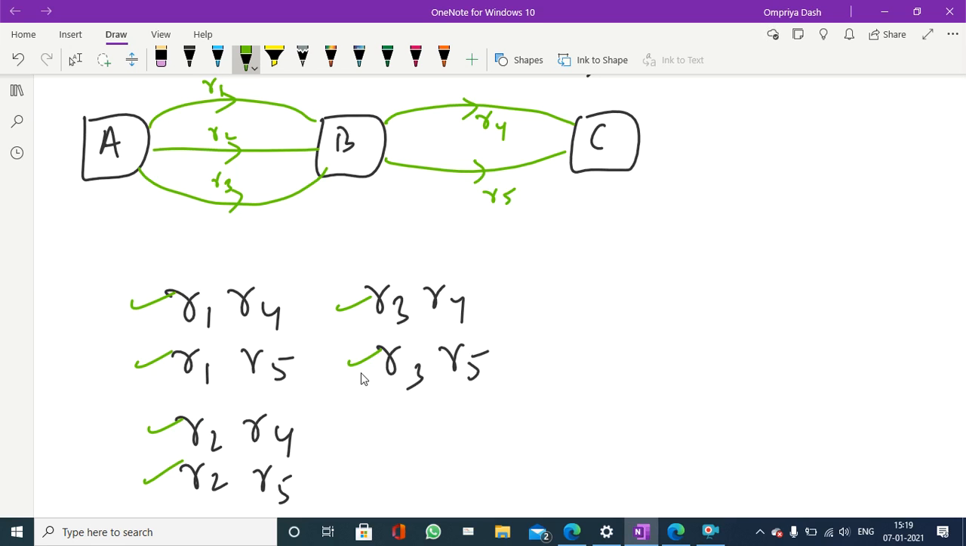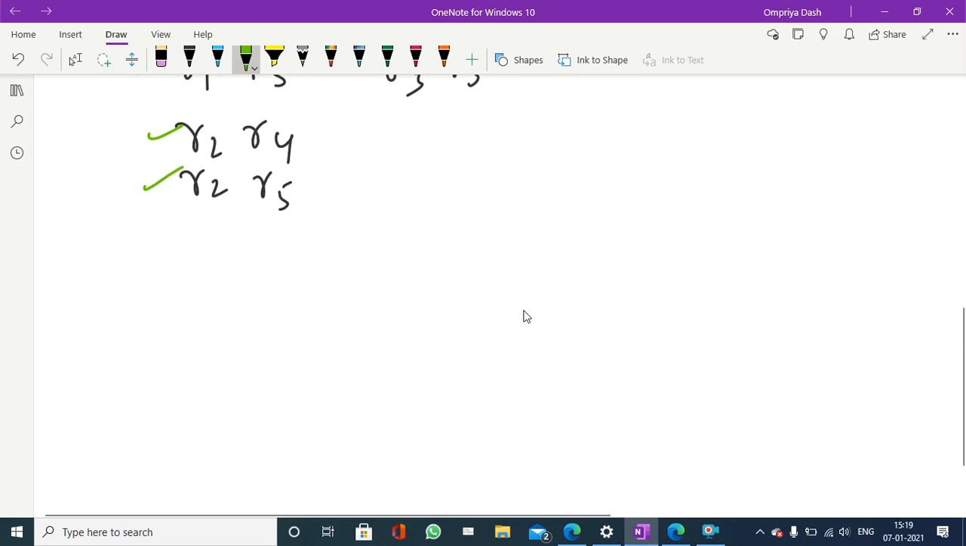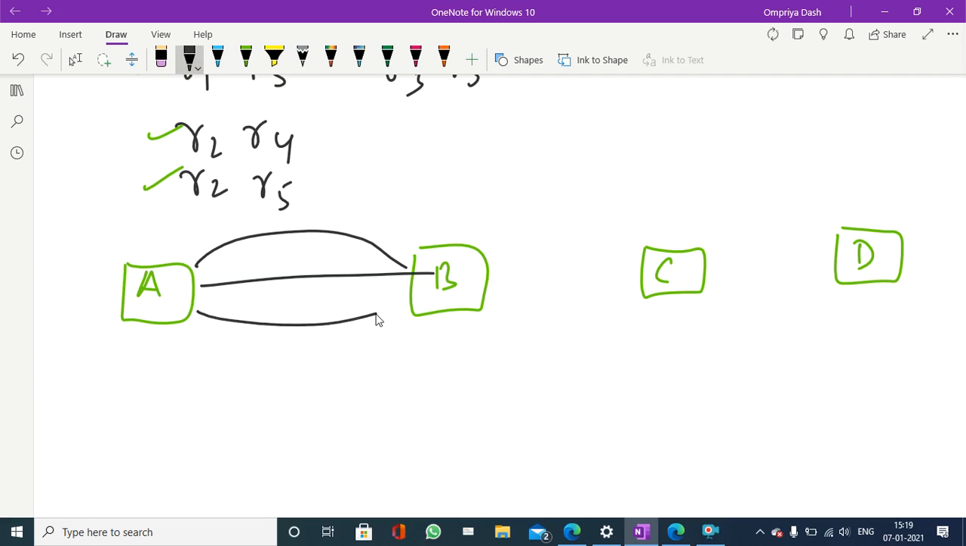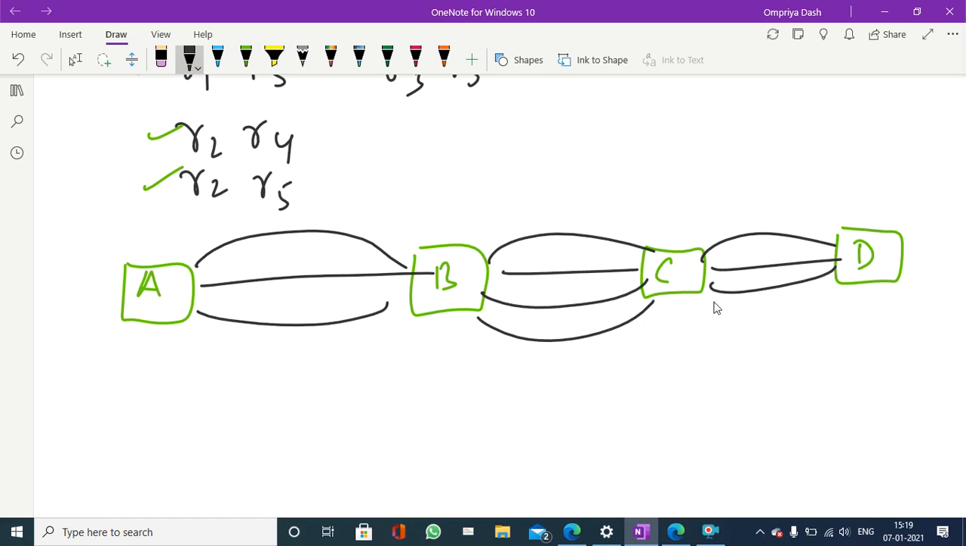But if it was a complicated problem, suppose I add another place D. Suppose there is a place A here, a place B here, a place C here, and another place D here. Let's say in order to go from A to B we have three routes, from B to C we have four routes, and from C to D we have five routes, suppose.